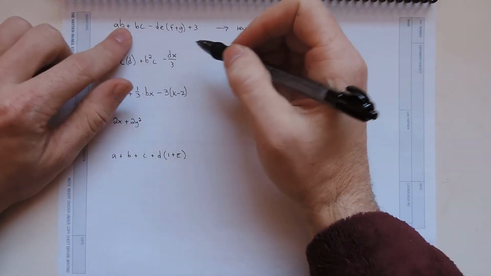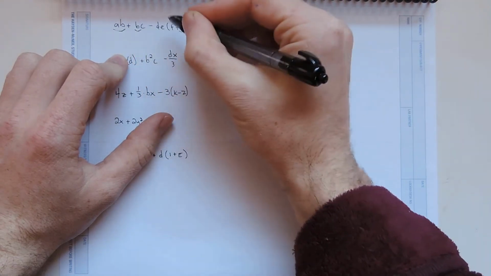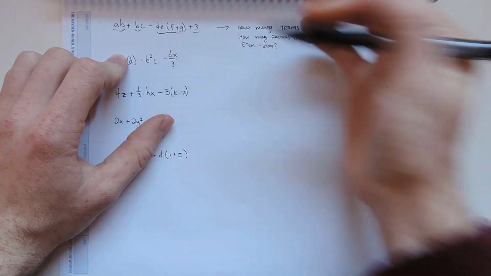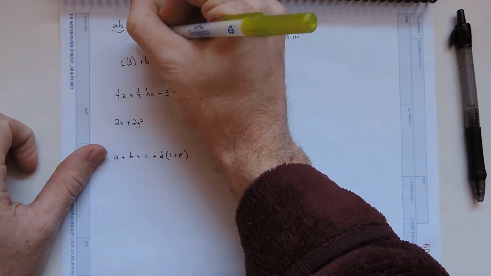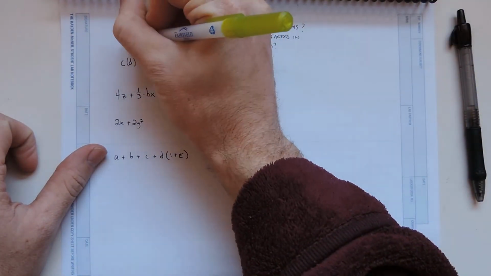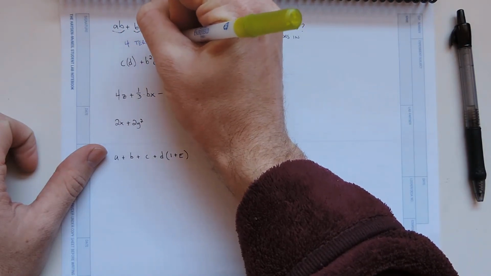So here we've got plus, minus, plus. That's going to tell me we've got 1, 2, 3, 4 terms. I'm actually going to use a different pen. So we've got 4 terms in this one. I gave myself no room to write. Okay, so there are 4 terms.